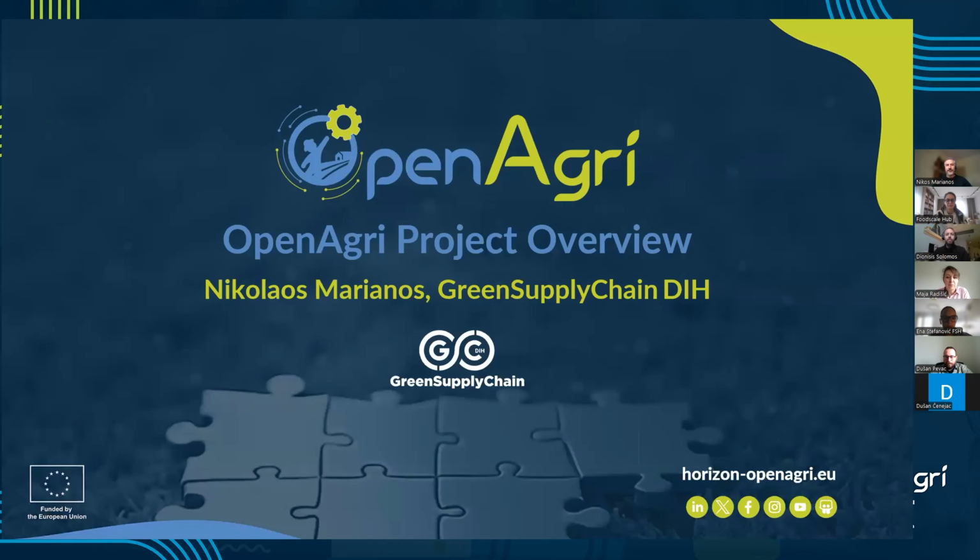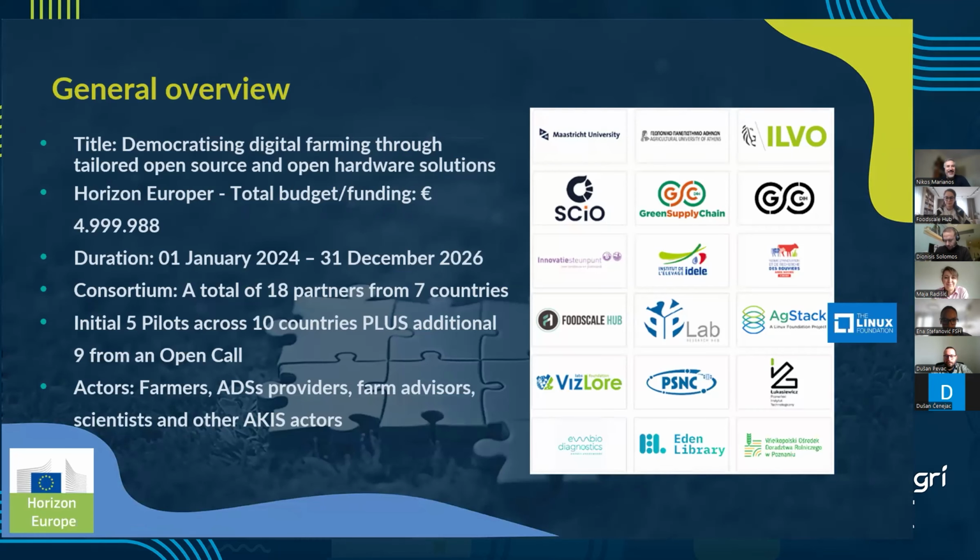Yes, we can. Okay. So hi, my name is Nikos Marianos from Green Supply Chain Digital Innovation Hub. I'm the co-coordinator of OpenAgri project, and I will present a few things about this nice project. General overview. The project focuses on democratizing digital farming through tailored open source and open hardware-based solutions. It's a Horizon Europe project with a total funding of 5 million euros. It will have a duration of 3 years and started this January.